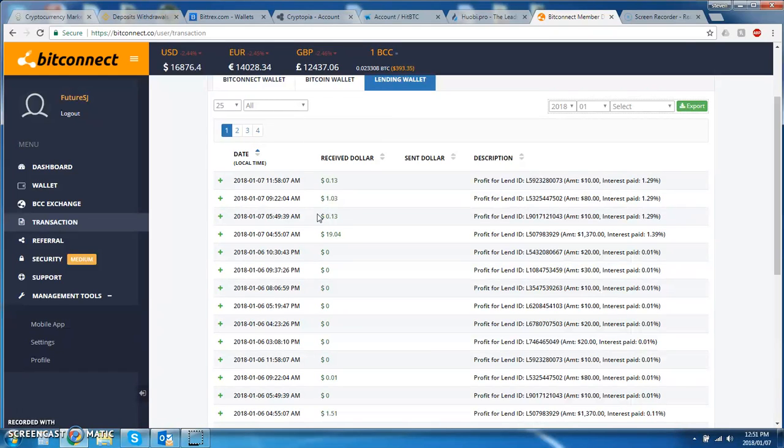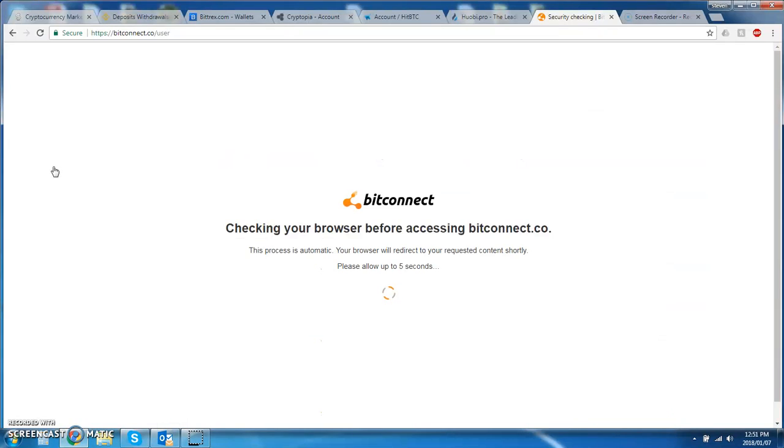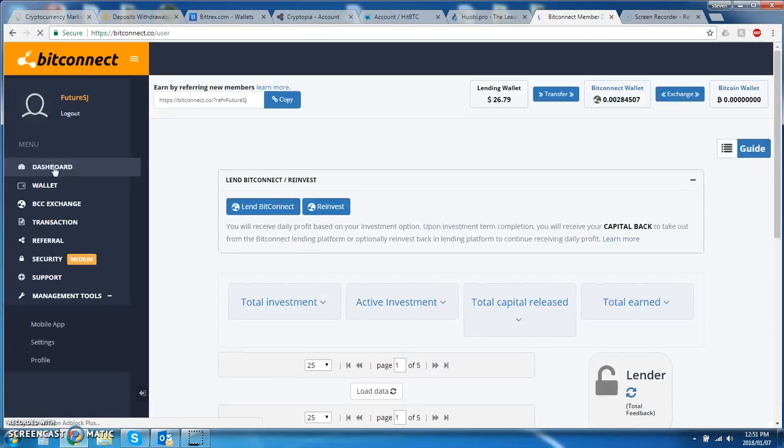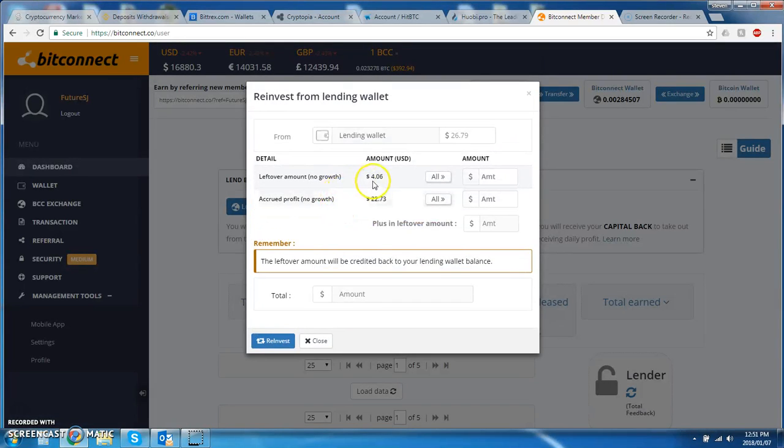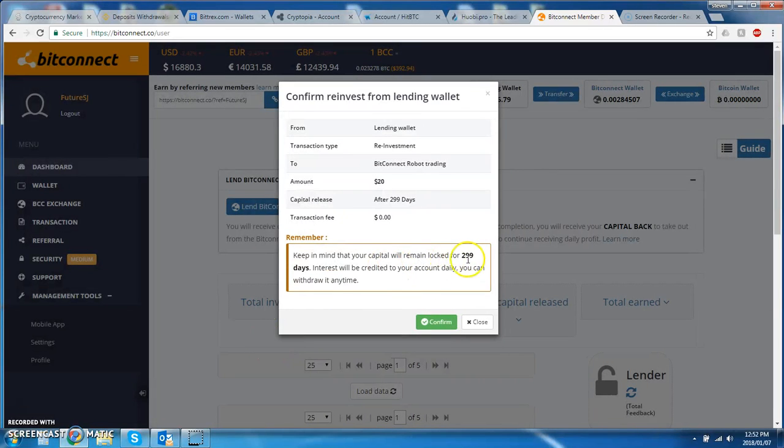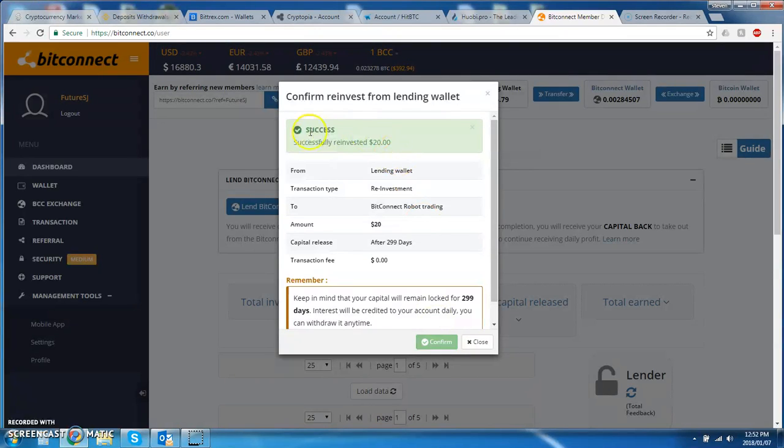Cool, guys. Let's go ahead to the dashboard and do our reinvest. So today we'll be able to do an amount of $20. Let's just let this load. And we click on reinvest. And you can see our leftover amount from last time, $4.06. Chuck that in. Accrued profit from the last 2 days, $22.73. Chuck it in. We'll have a reinvestment of $20, giving us $6.79 left over. We're going to reinvest, usual 299 days capital locked period. That's fine. Confirm. Boom. Success.